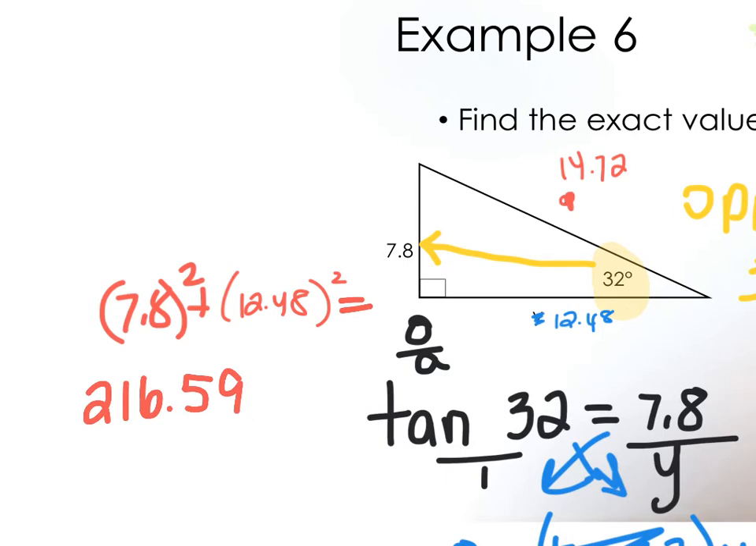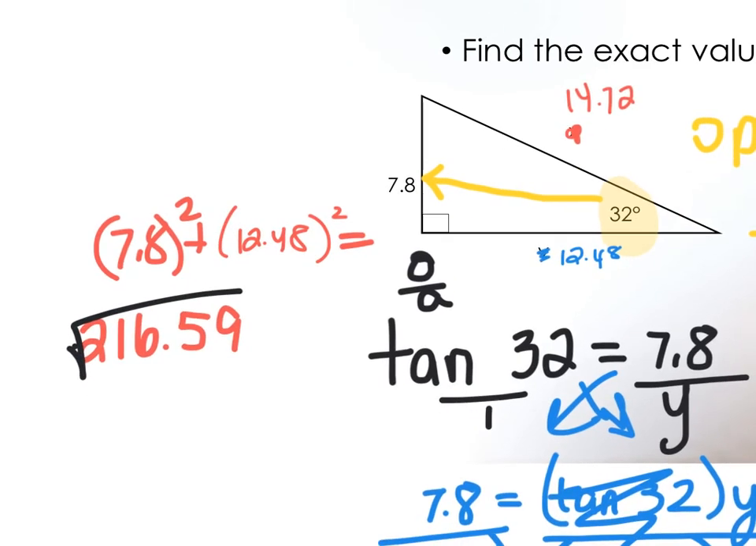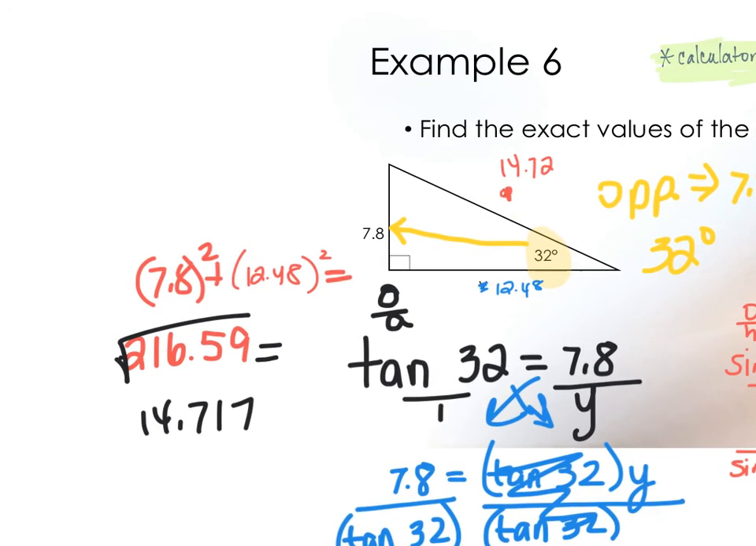Guys, remember this was a squared plus b squared equals what? C squared. What do I have to do to 216? Take the square root. So do that in your calculator. What's the square root of 216.59? 14.717. Is that mighty close to 14.72? Yes. So you can definitely check yourself. Or could you just multiply 14.72 twice? Yeah. Same thing.